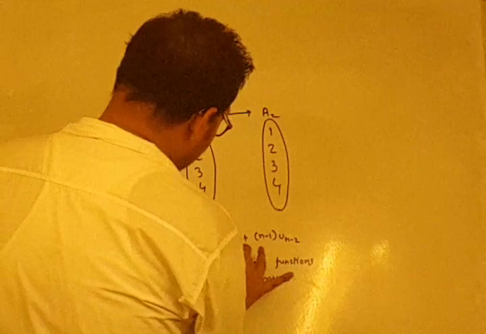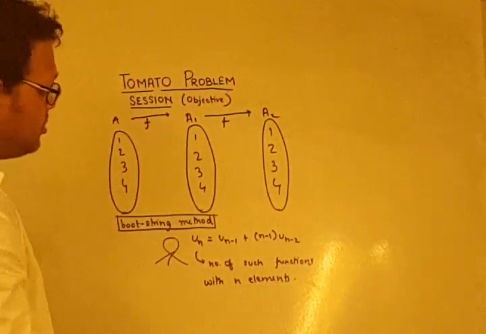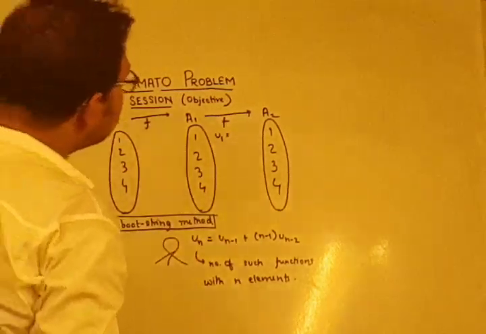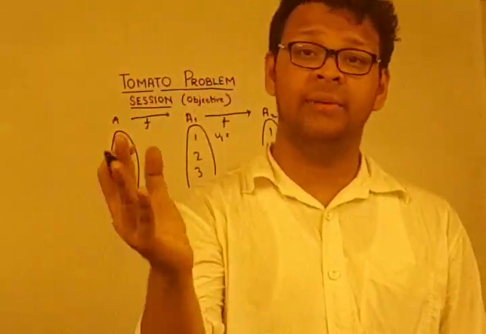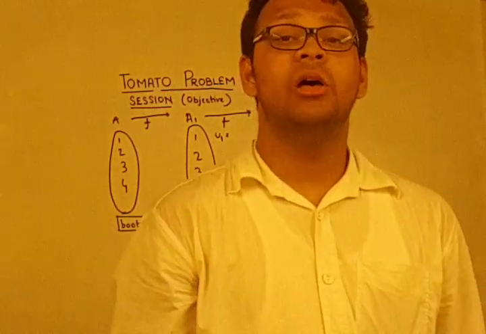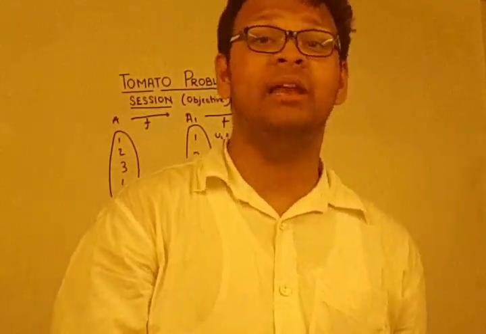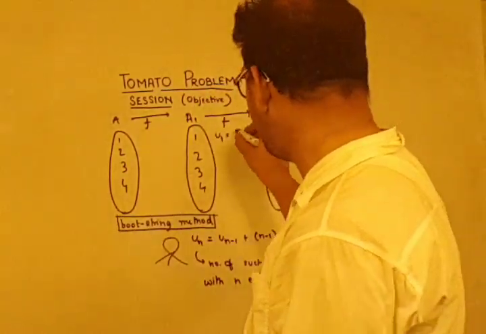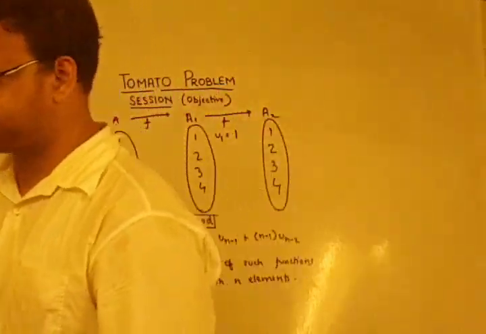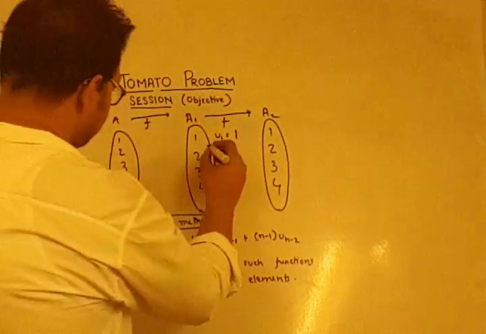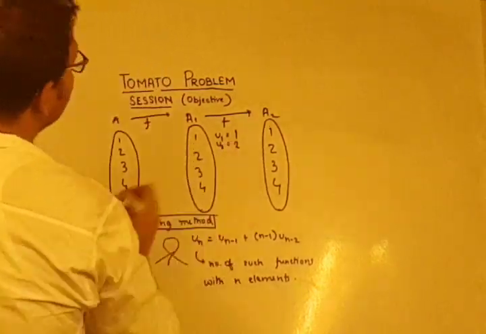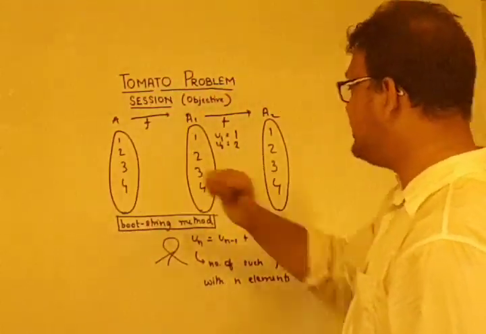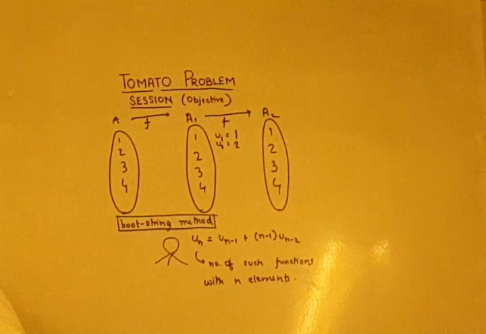So U(n-1), (n-1), U(n-2). So what is U1 here? What does U1 represent? That's the number of functions with one element to one element such that f(x) equals x. The number of such functions is always 1. So U1 equals 1. And U2, by similar logic, must be 2. Why? Suppose you have forgotten this. So why does U2 equal 2? Let me explain.